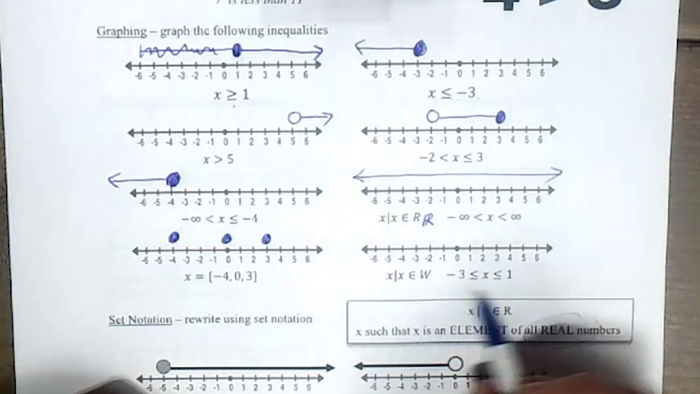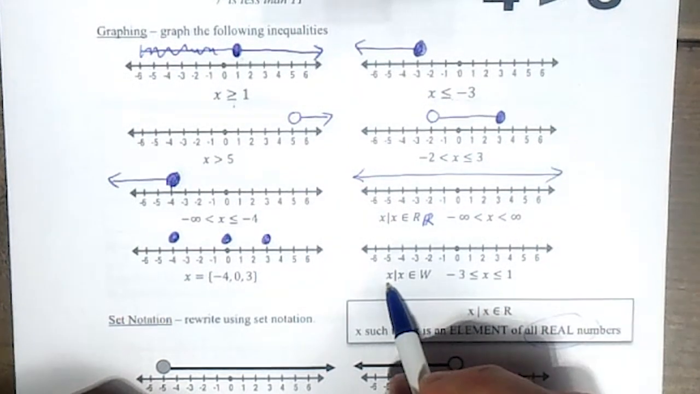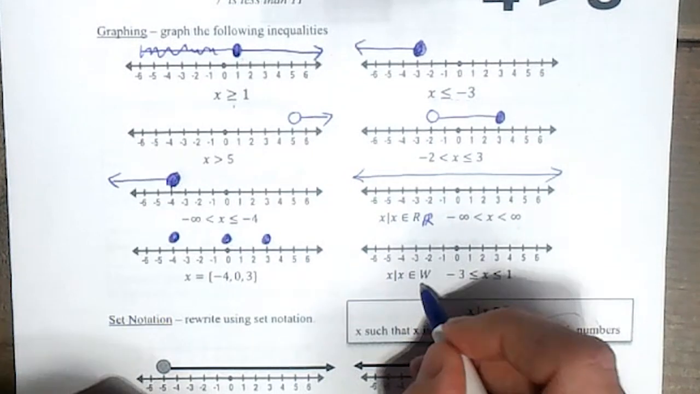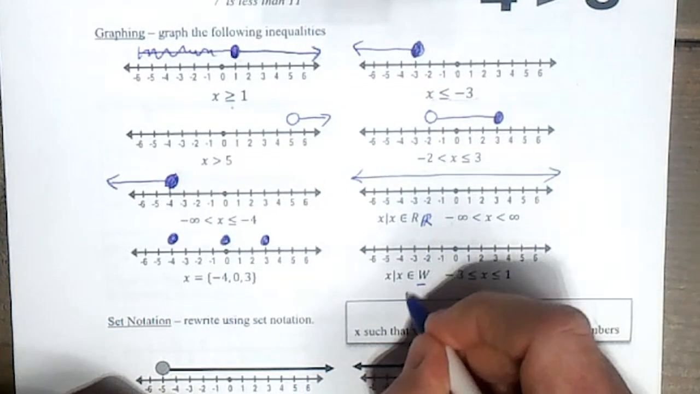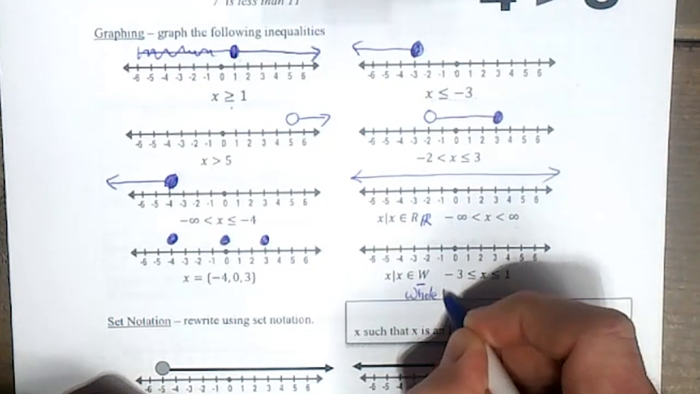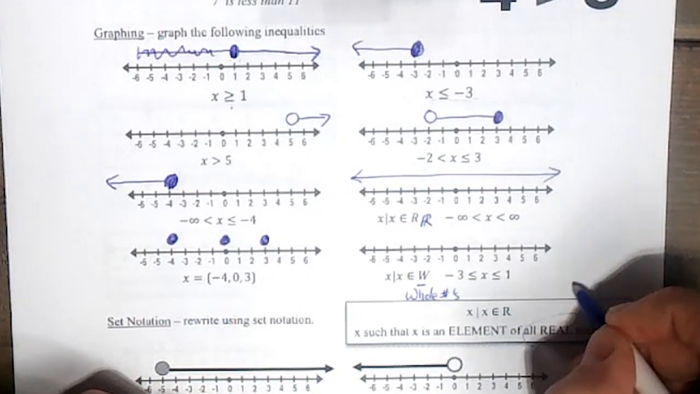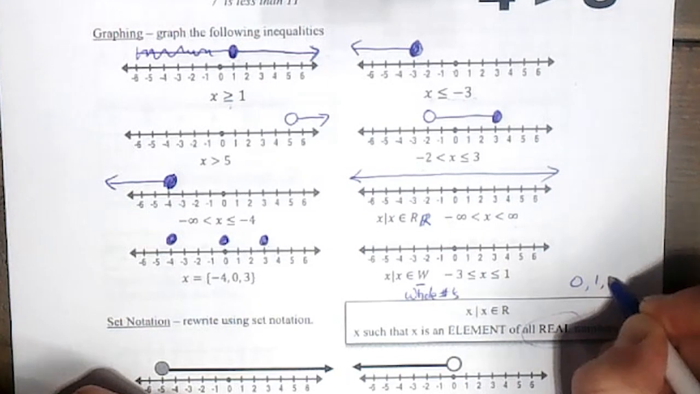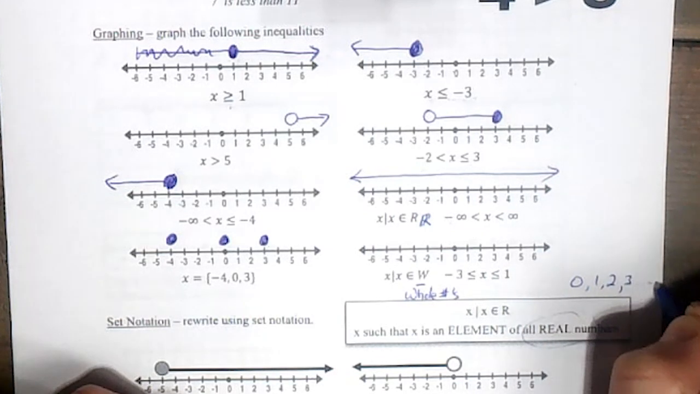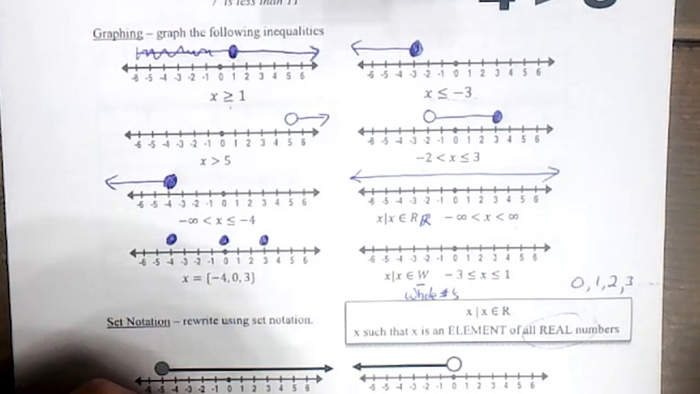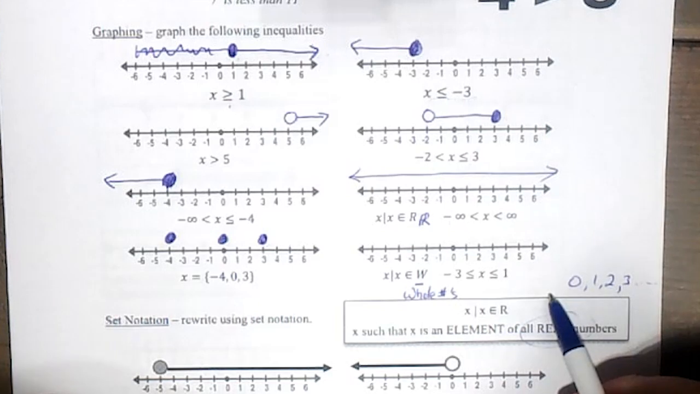And this last one is a trick. It's like this one. X is an element of W. W stands for whole numbers. So think about it for a second. What are whole numbers? 0, 1, 2, and it just continues. There's no fractions, no decimals, no negatives even.